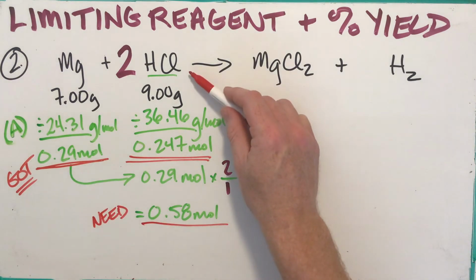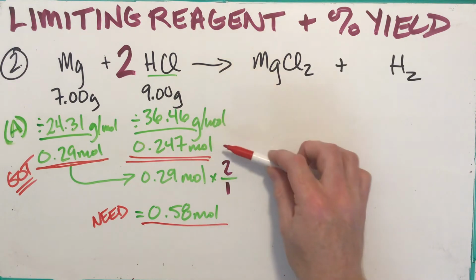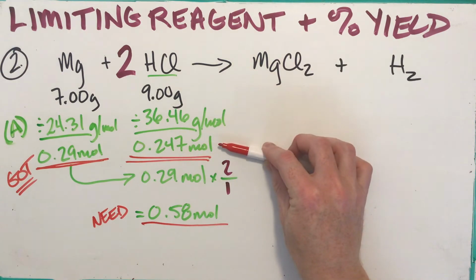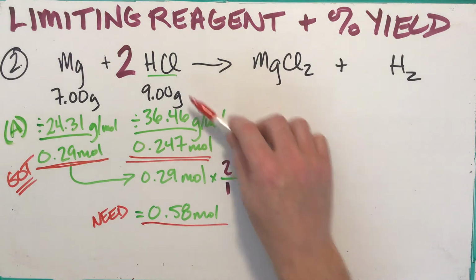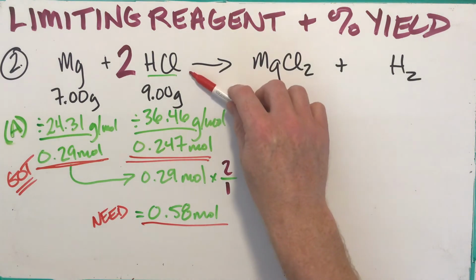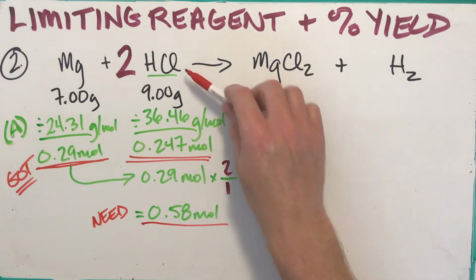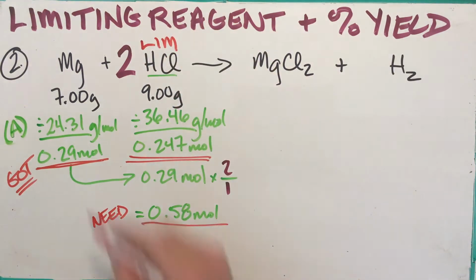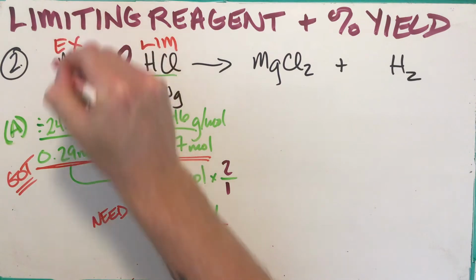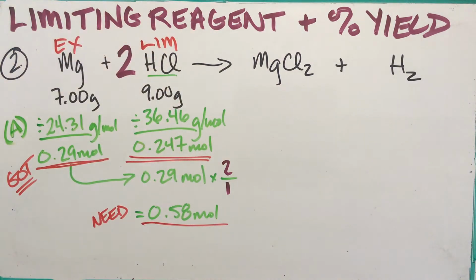0.58 moles of hydrochloric acid. I don't have 0.58 moles of hydrochloric acid. I only have 0.247. So for all of this to burn off, I'll need 0.58 of this. I've only got 0.24 of this. I don't have enough of the hydrochloric acid. That makes it my limiting reagent, and the magnesium is my excess reagent.